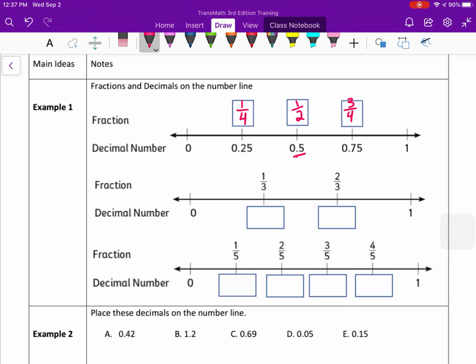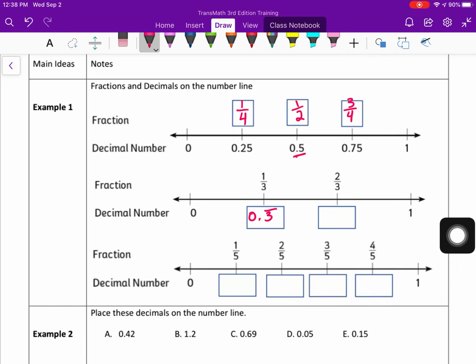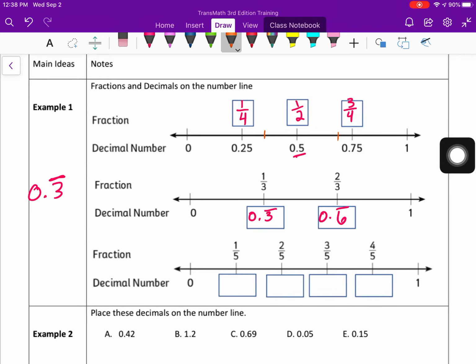The other common one is thirds. So 1/3 is the decimal 0.3 and it repeats. If you look at 1/3 as a decimal, it goes on forever, 0.3 repeating. Remember, we use the line above the number to represent that the number repeats in the decimal. 2/3 is 0.6 repeating. And if you compare these two number lines, you can see that 1/3 is just a little bit bigger than 1/4, and 2/3 is just a little bit less than 3/4.